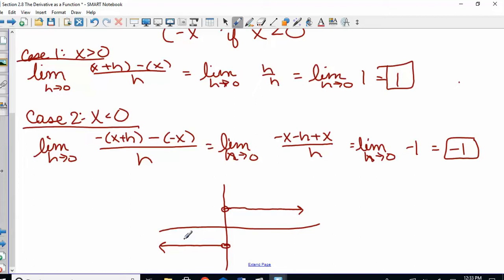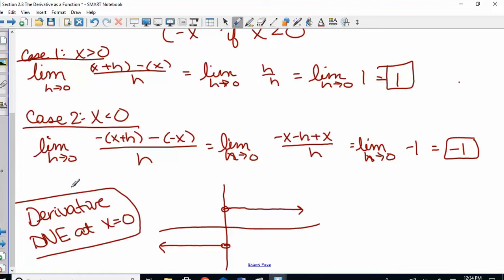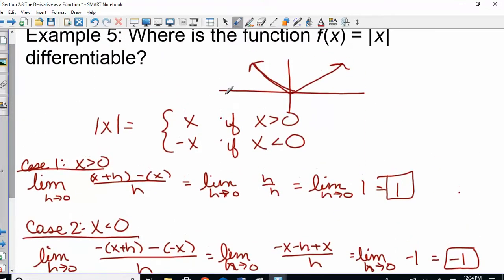Where is this not differentiable? Where does the derivative not exist? At 0. Reason being, do these match up? No, my left and right hand limits don't match. So we can't do it at 0. So this function is differentiable, so the derivative exists everywhere except 0.